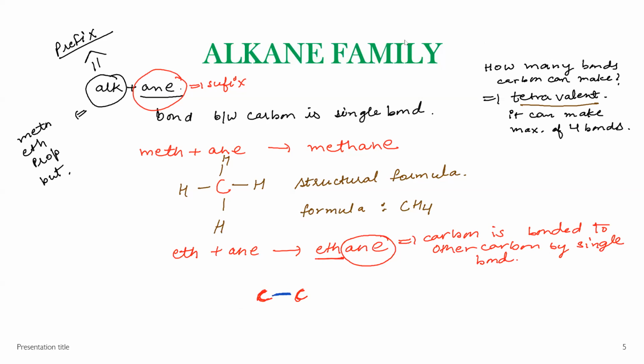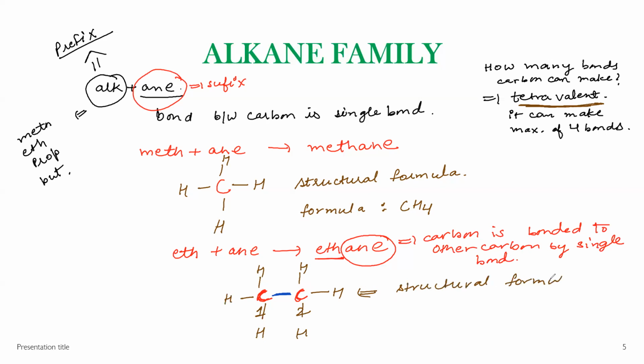But we know that again, carbon is tetravalent. Carbon makes 4 bonds. So how many bonds has carbon 1 made? Carbon 1 has made just 1 bond. It needs 3 more bonds. So what will I do? I will give 3 hydrogens: 1 hydrogen, 2 hydrogen, and 3 hydrogen. And similarly for carbon 2, I need to give 3 hydrogens: 1, 2, and 3. So what is the structure? This is the structural formula.